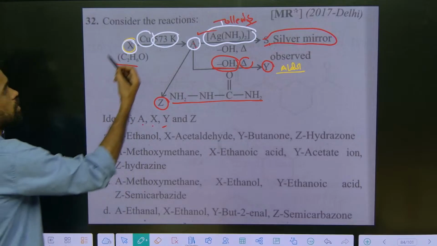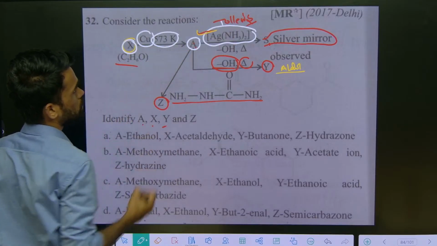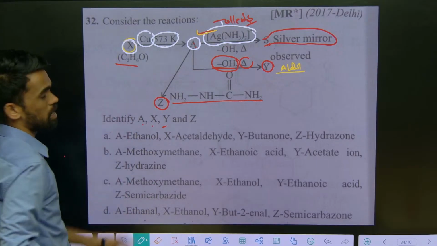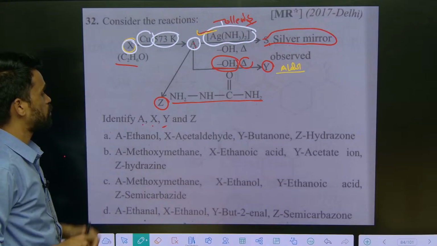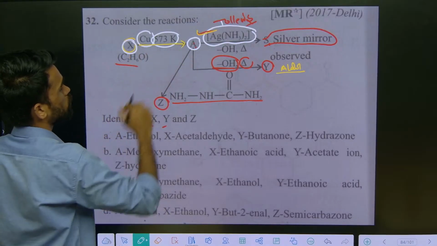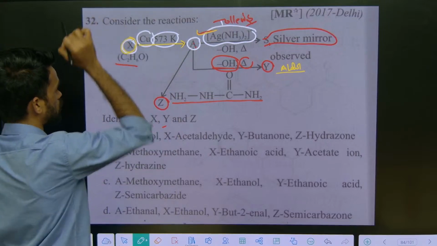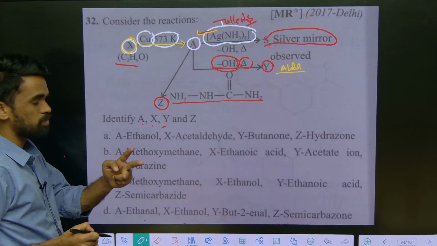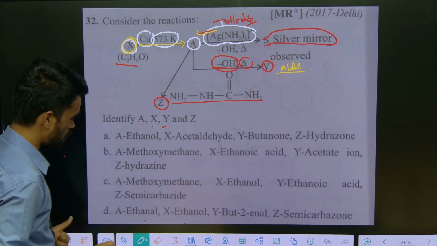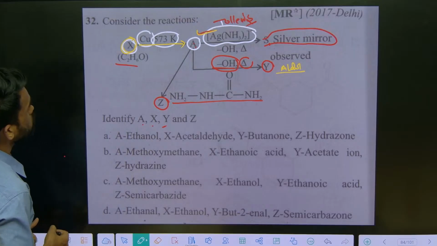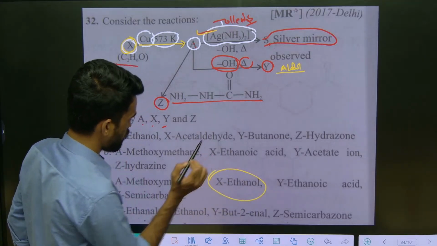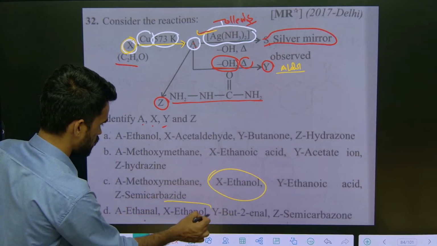First of all, because it is giving a silver mirror, it is definitely an aldehyde, and the starting material contains only 2 carbons, so it cannot be a ketone. So here oxidation gives you an aldehyde, so definitely X will be an alcohol. With 2 carbons, it can be a primary alcohol. So X should be a primary alcohol. Here we have ethanol, here we have ethanol, here also we have ethanol.